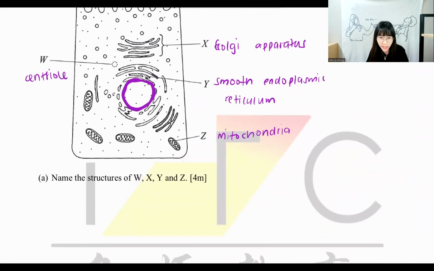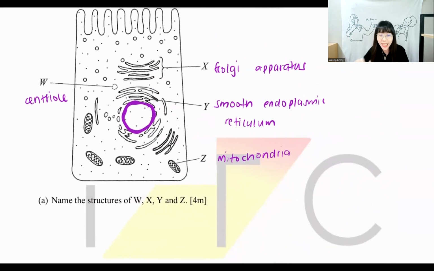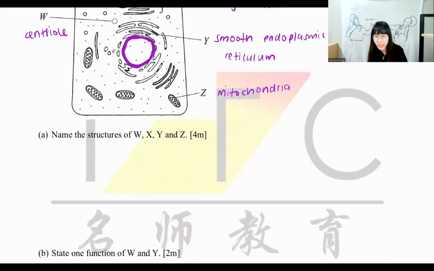Let's look at the next question. There's no rough ER in this diagram because it didn't give you the dots over here.